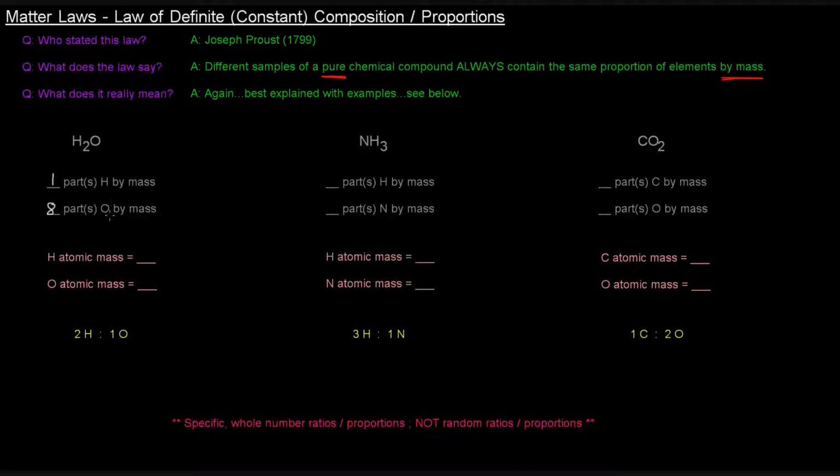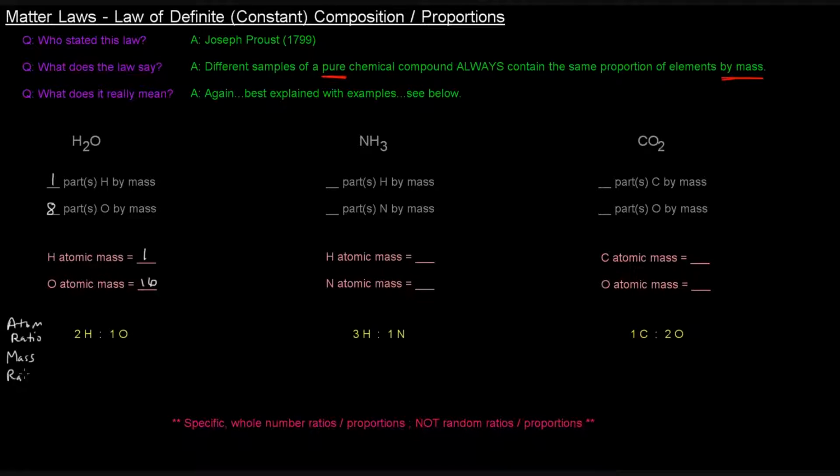How do I get that? Well, the atomic mass of hydrogen is 1, and the atomic mass of oxygen is 16. Okay, so here I've written its atom ratio, right? The ratio of the number of atoms they have. There are 2 hydrogen atoms for every 1 oxygen atom. Okay, so what does that mean as far as their mass ratio goes?